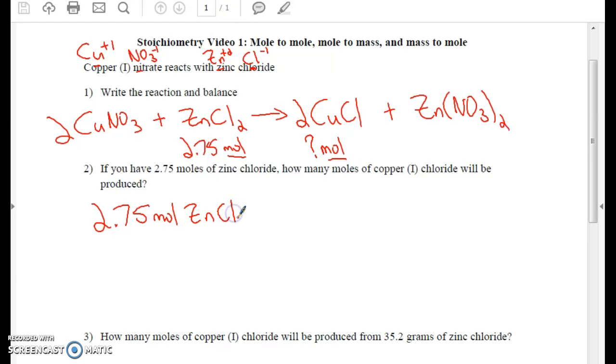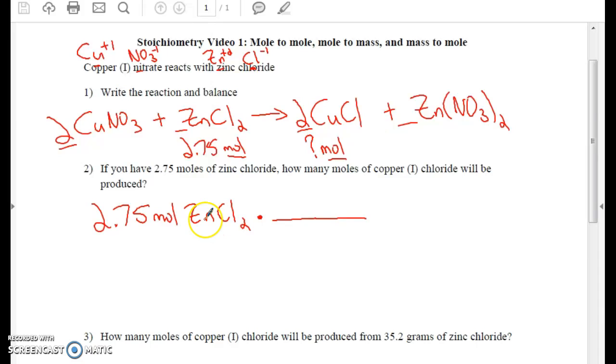Just like we've always done when we're doing conversions, start off with the number I give you, include the units, and you definitely want to get into the habit of including whatever compound it is. So we want to convert from moles of zinc chloride to moles of copper 1 chloride. And to do that, we're going to need what's referred to as the mole ratio. The mole ratio is basically the ratio of moles of one compound compared to the moles of another compound. And the way you get the mole ratio is by looking at the coefficients in the balanced equation.